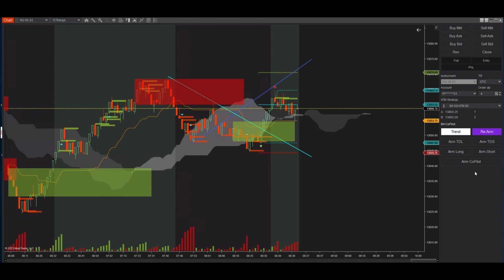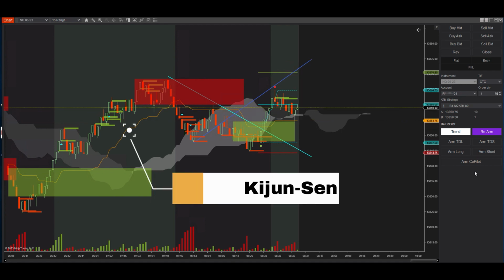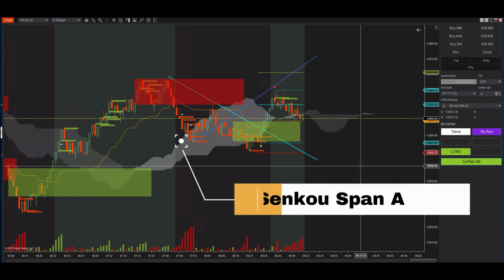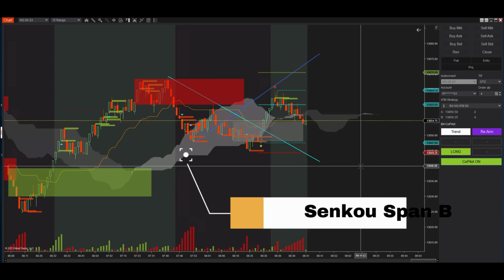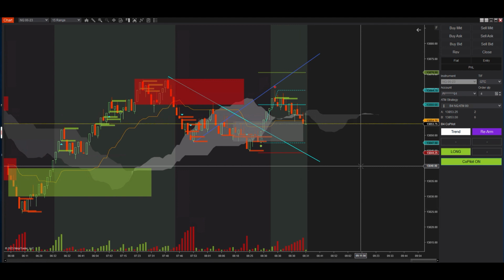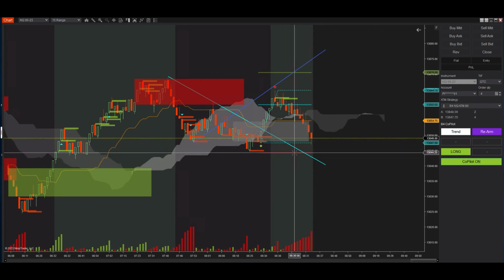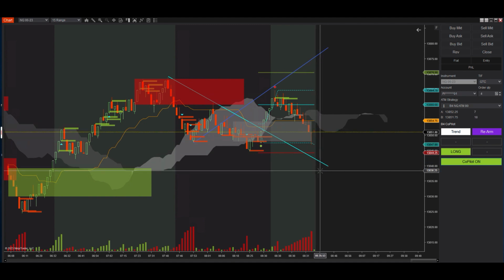Very minimalistic in the Ichimoku, just using the Kijunsen, the Senkou span A and Senkou span B. We're going to be looking at the direction of those lines, the position of the price in relation to those lines, the way that those lines are pointing. We're going to use all that to make our assessment here as we go through these trades.